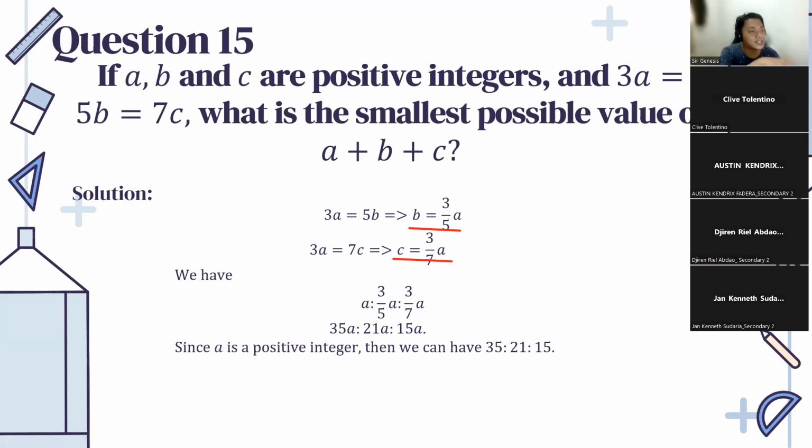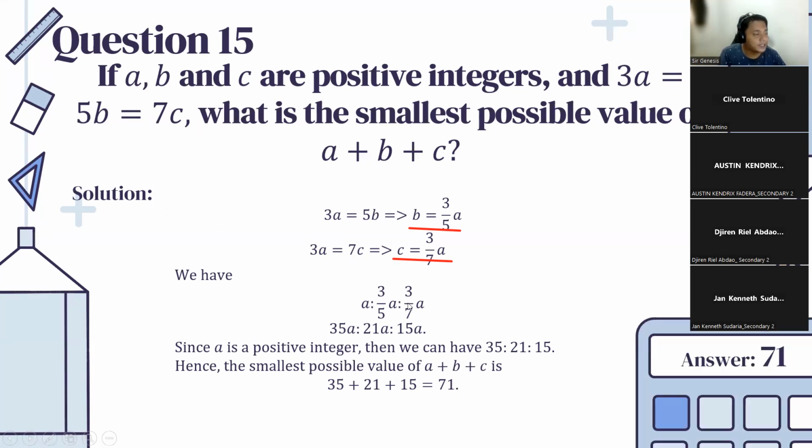Okay, so there is a reason why. Because it says here, what is the smallest possible value. And since a, b, and c are positive integers, the smallest value you can give for a is of course 1. So then we can have 35 is to 21 is to 15. You can use those as values for a, b, and c, which will give you a plus b plus c is equal to 35 plus 21 plus 15, which is equal to 71. So the answer for 15 is 71.